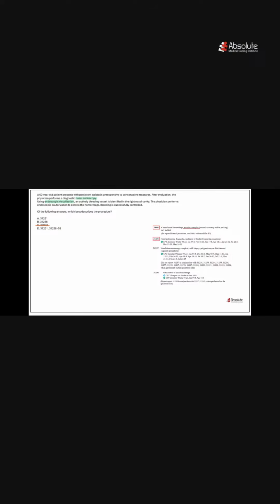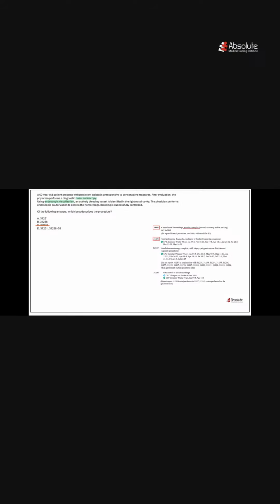And let's look into the next code. 31231. This is for a nasal endoscopy, diagnostic, unilateral or bilateral. Now this one is for a diagnostic nasal endoscopy. Did we have a diagnostic nasal endoscopy performed here, coders? What do you think? Let me know in the chat. Yes, it was mentioned that the physician is going to perform a diagnostic nasal endoscopy.